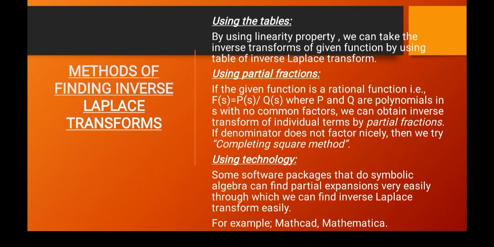So, methods of finding inverse Laplace transform. The first method is using the tables. By using the linearity property, we can take the inverse Laplace of a given function using tables of inverse Laplace transform. Using partial fractions: if the given function is a rational function, that is F of s is equal to P of s over Q of s, where P and Q are polynomials in s with no common factors, we can obtain the inverse transform of individual terms by partial fractions.